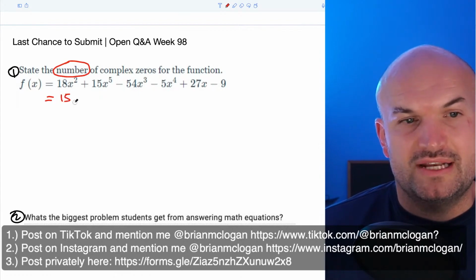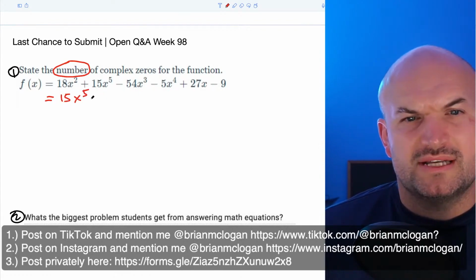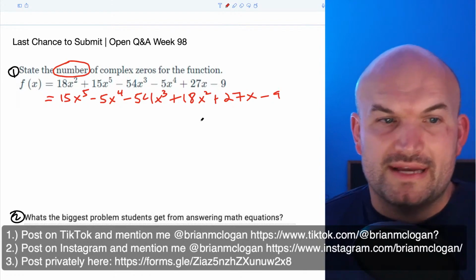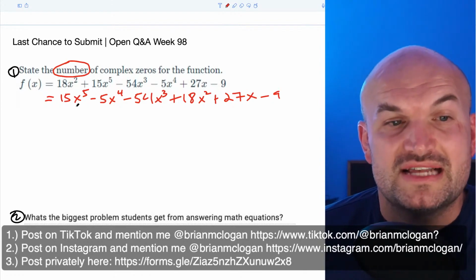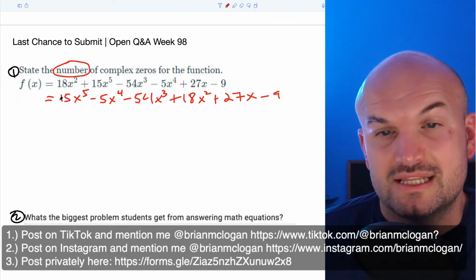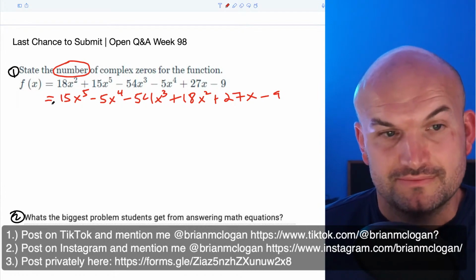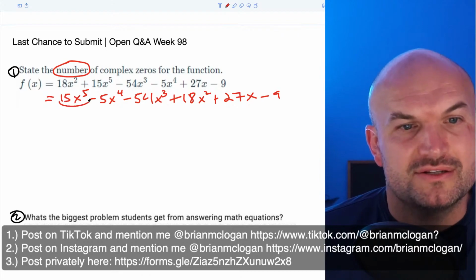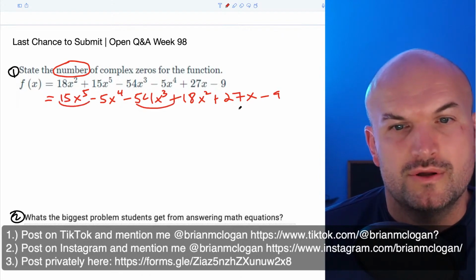So we'll have 15x to the fifth, minus 5x to the fourth, minus 54x cubed, plus 18x squared, plus 27x minus 9. Remember, Descartes' rule of signs says the number of sign changes, minus an even number, is the number of positive real zeros. So one sign change, 2, 3.